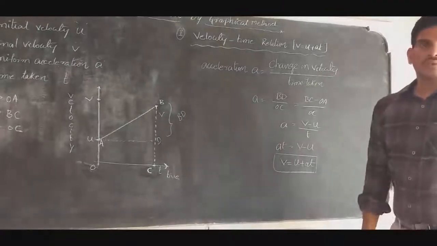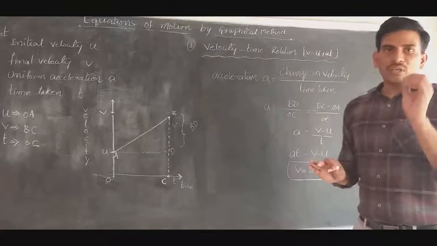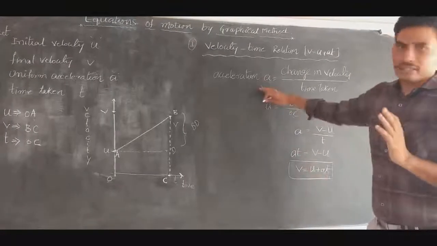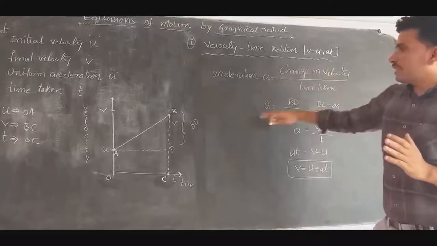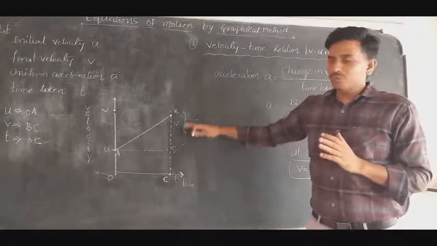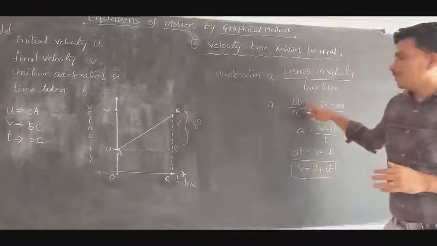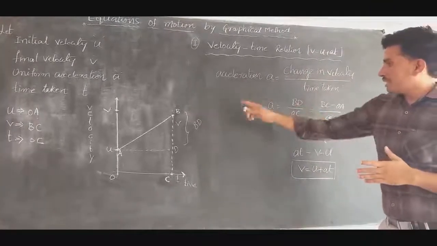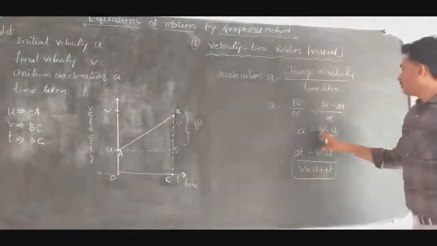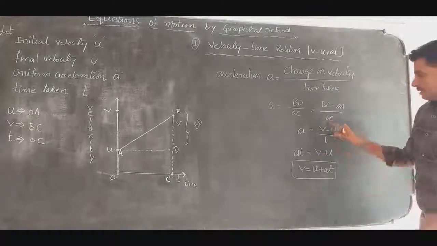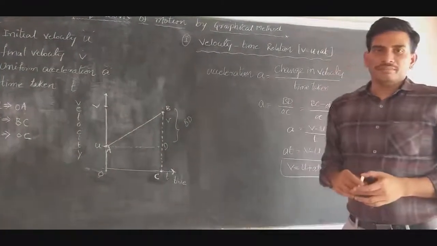So this is called v equals u plus at, the velocity-time equation. To derive this, you need to remember only one point, that is the acceleration formula. Change in velocity you need to represent in a graphical way, that is BD by OC. BD is nothing but BC minus OA, which is equal to v minus u, and OC is nothing but time. Like this you can derive the velocity-time equation.